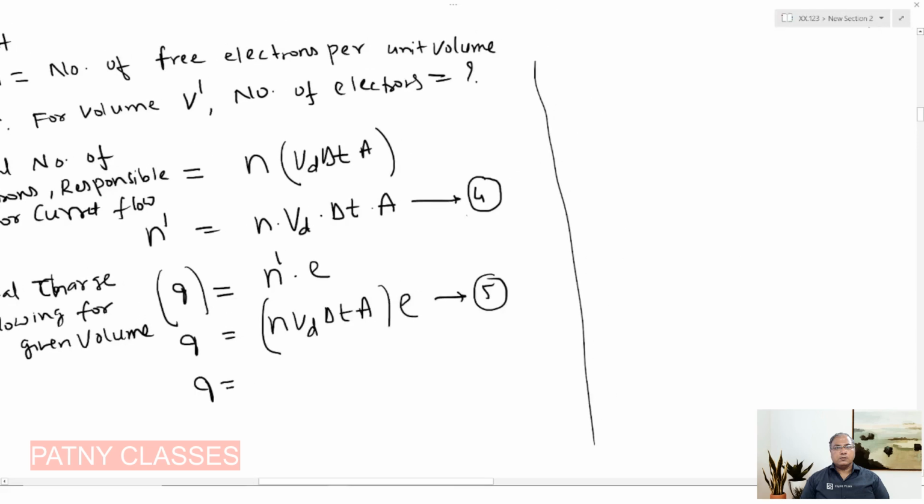The charge on a single electron is negative. So now taking its sign also, that is minus E. Only E is the magnitude of charge, minus E is the charge on the electron because it is negative. So call it equation number 5.